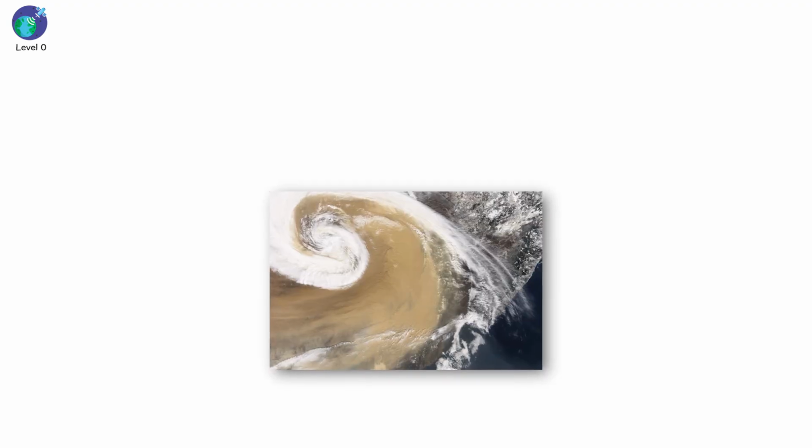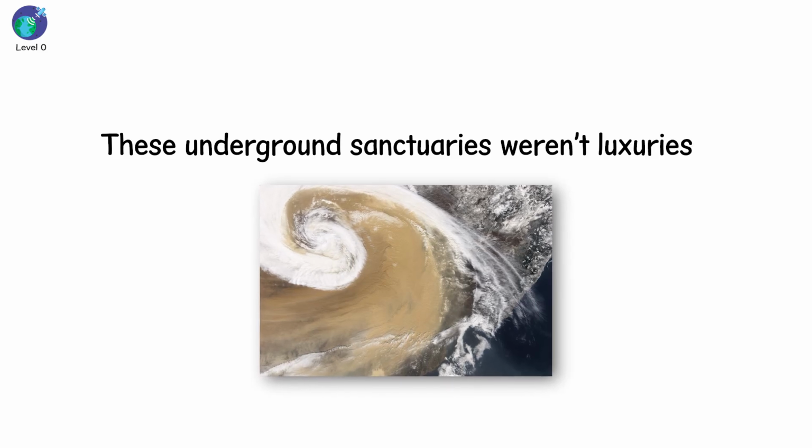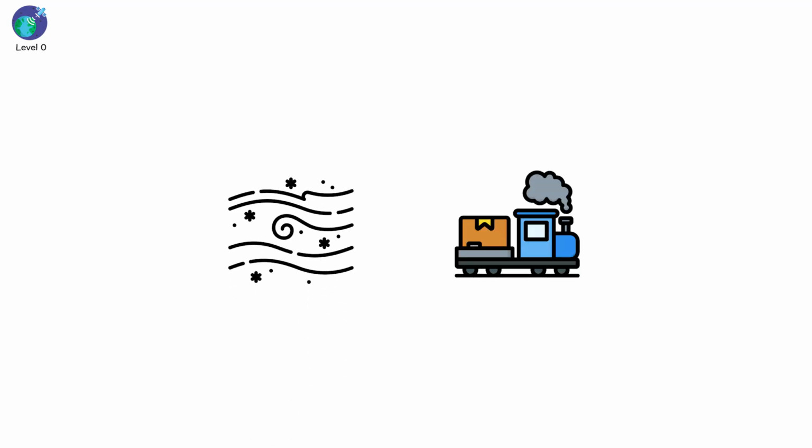In the Great Plains, where twisters became routine, these underground sanctuaries weren't luxuries. They were lifelines. Generations grew up knowing the sound of a trapdoor slamming as wind howled like a freight train overhead. But basements and storm cellars weren't invincible. Flooding could drown them, poor construction could collapse them. For many, survival depended on luck as much as design.